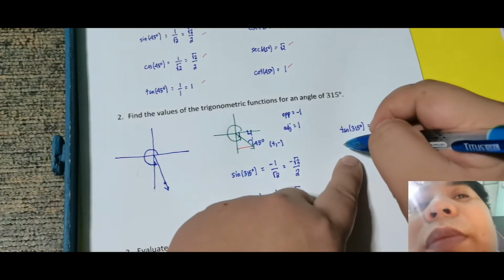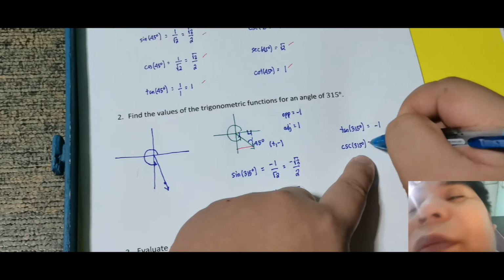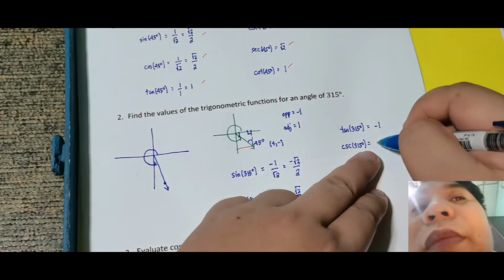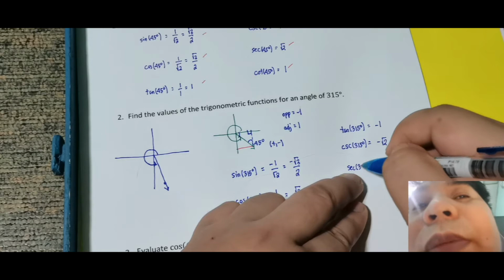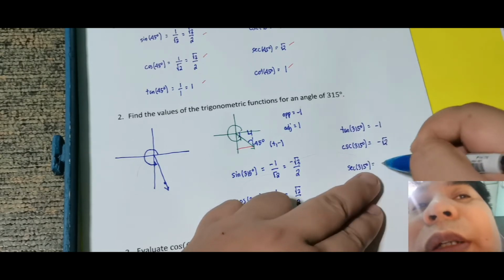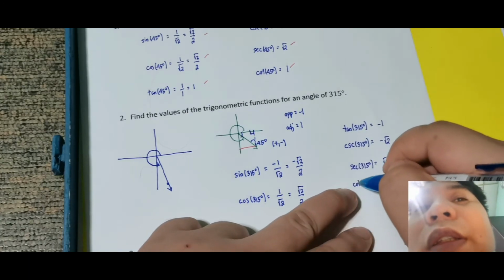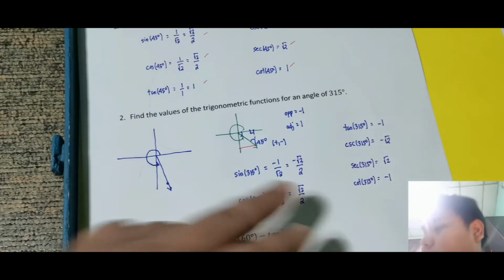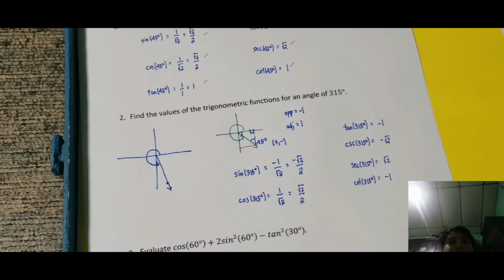Okay, then we have cosecant ng 315 degrees. Okay, so cosecant ng 315 degrees is negative square root of 2. Pero yung secant niya is positive, so this is positive square root of 2. Okay, then lastly, si cotangent ng 315 degrees is negative 1 pa rin. Hindi kasi magbabago yan. Okay, so let us check yung values nito.